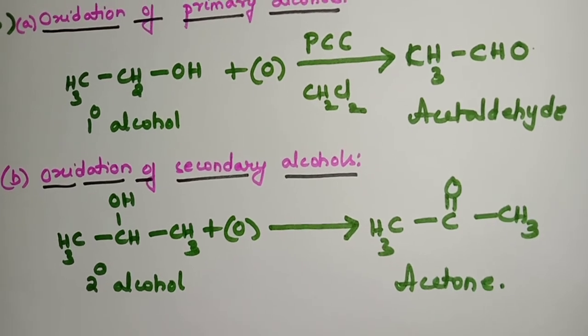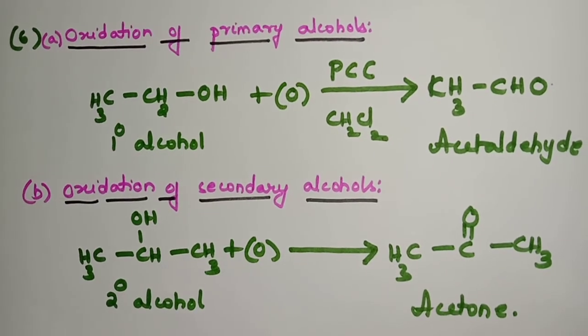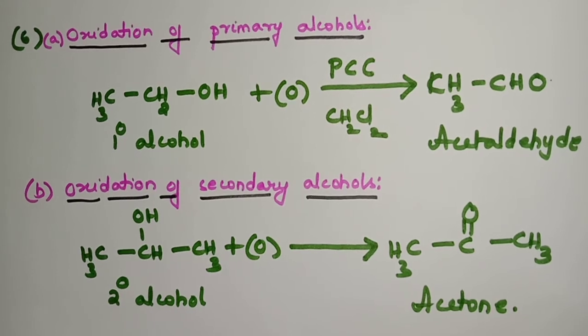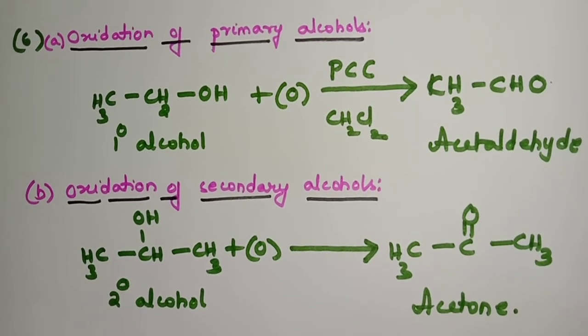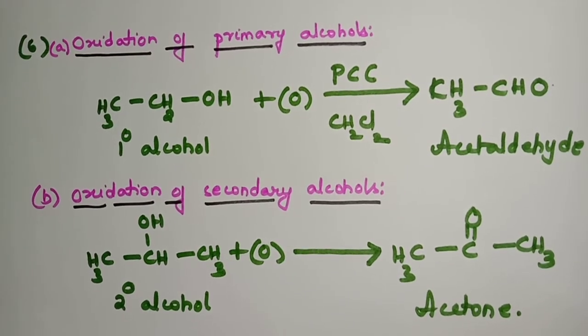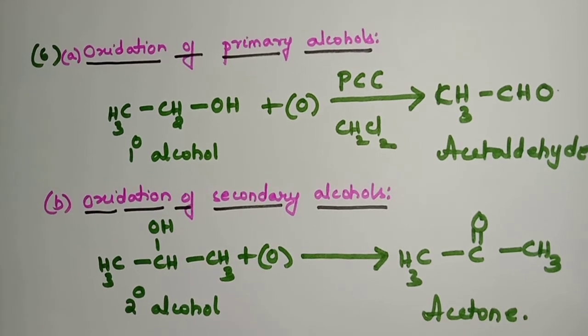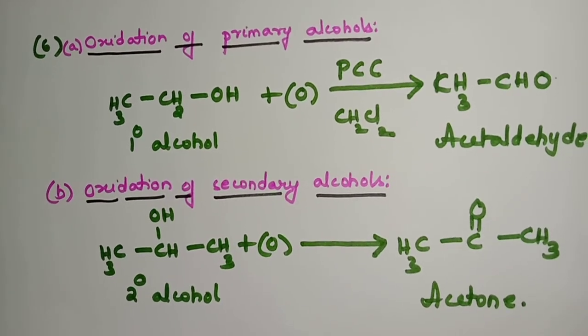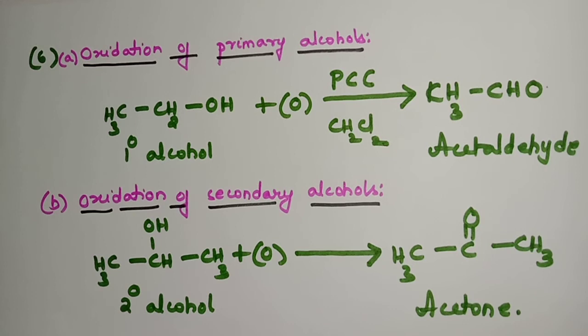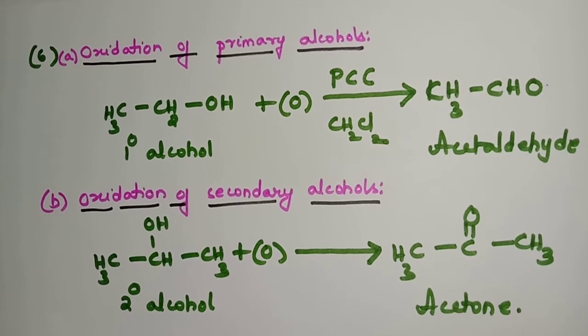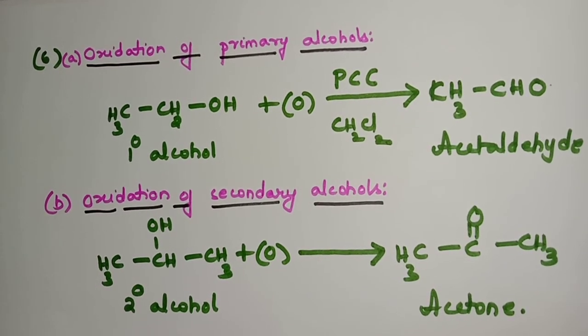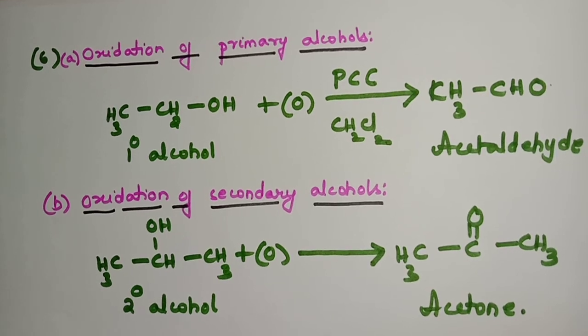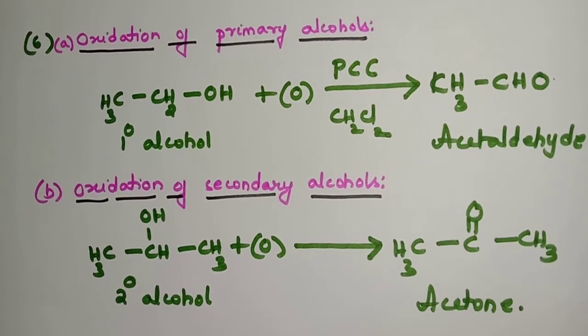So with this we completed the methods of preparation of aldehydes and ketones. Total 6 methods are there. Kindly watch the previous video for the first 3 methods, and in this video the last 3 methods, the 4th, 5th and 6th methods.